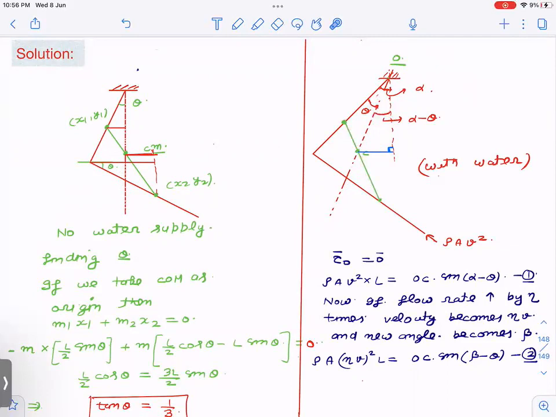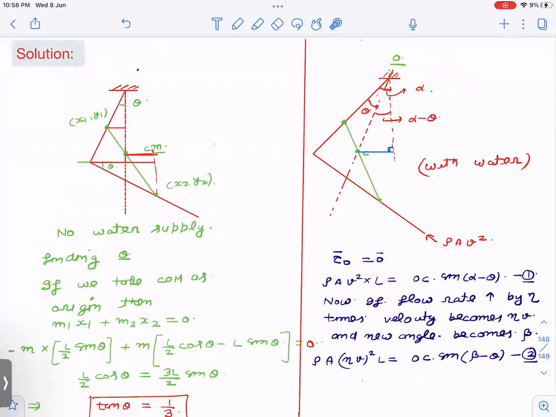Now what's going to happen? About O, in equilibrium, the net torque has to be 0. So whatever hinge reactions are there about O, those will not provide any torque. So the torque of gravity should be balanced by the torque of this reaction force rho a v square about the hinge point. What is the torque of rho a v square about the hinge point? This is a 90-degree angle, so it's very simple, force and perpendicular distance. So it is rho a v square into L.